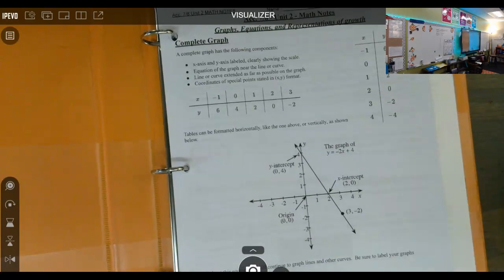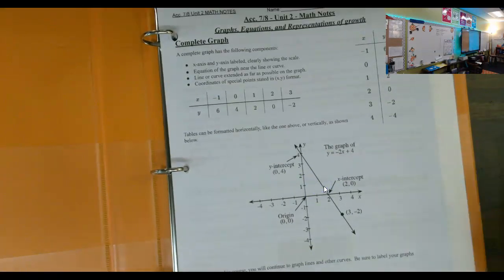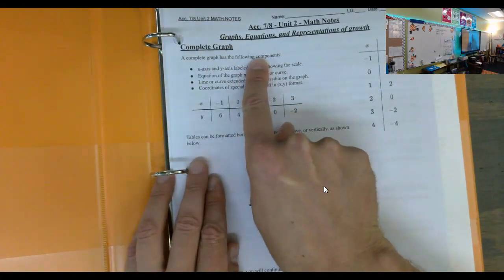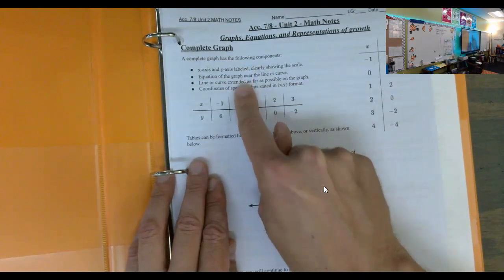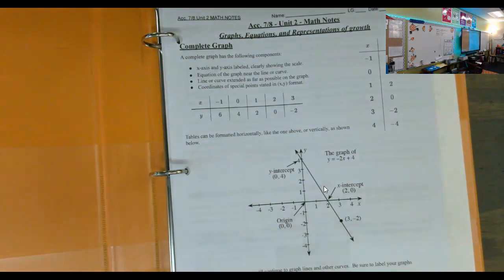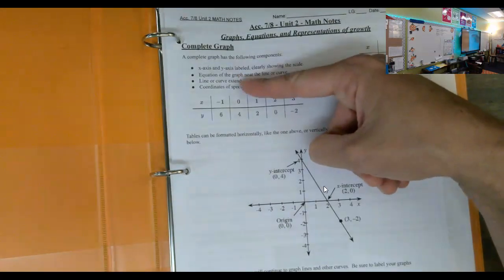When in your homework it talks to you about making a complete graph, a complete graph has the following components. Hey, look, it lays it out for you. What does it need to be a complete graph? So if you come and ask me, hey, what do I need for a complete graph? I'm going to promptly grab my math notes, open them up, and say nothing as I point to this list.